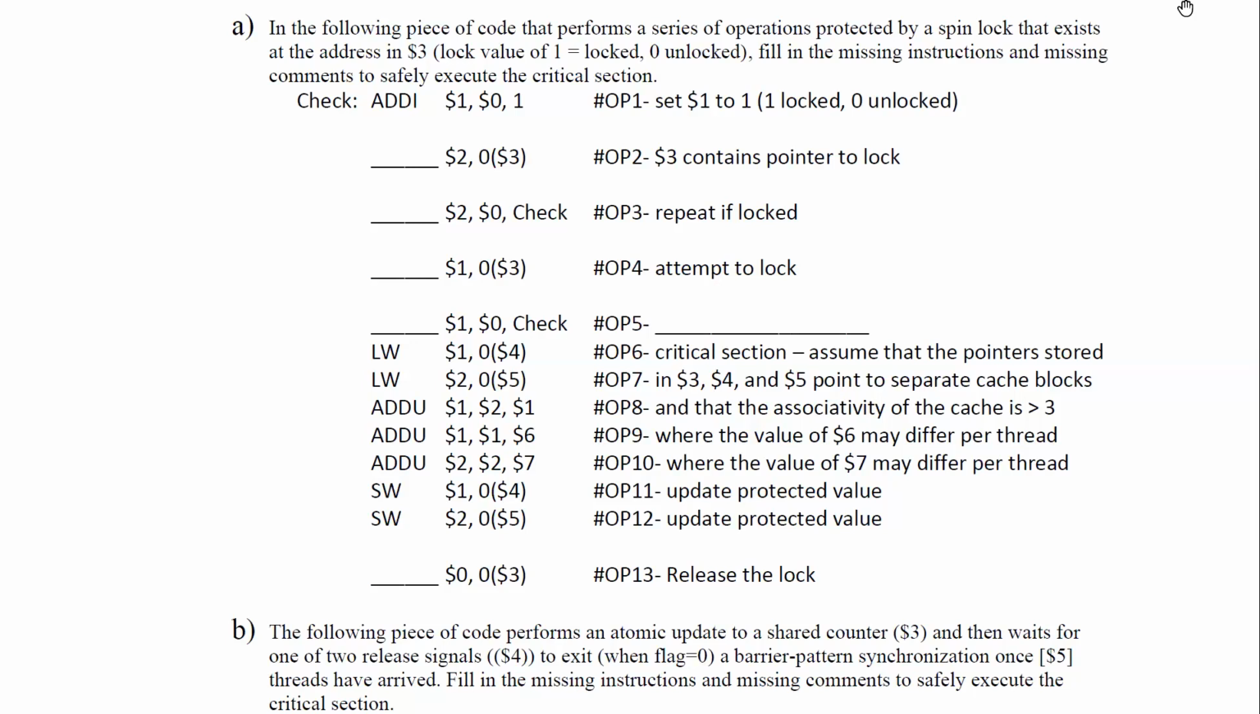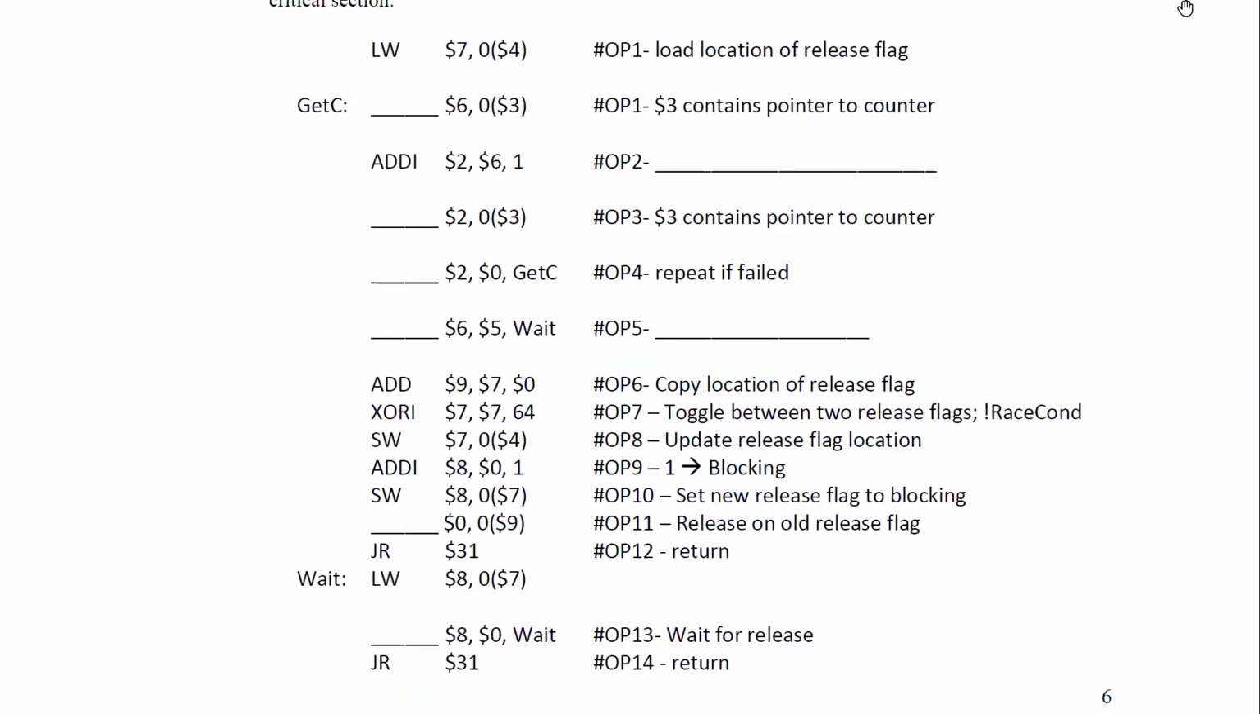If anyone is wondering why there are two release signals, this has to do with race conditions. If you have a barrier and it's just on the value of a counter, then you can get the thread that releases it getting all the way back to the barrier again before anyone else has noticed that it has released the counter. It's good to have ping pong. There are other ways you can implement it. This is fairly straightforward. Okay, so we're going to look at filling in missing comments and instructions to properly execute the critical section of this. All right, so there are a few missing instructions, and there are a few missing comments.